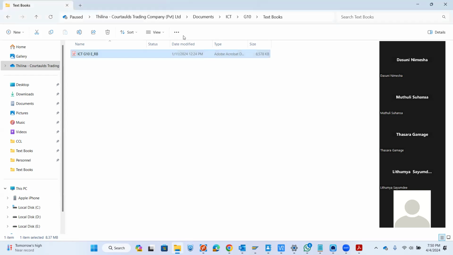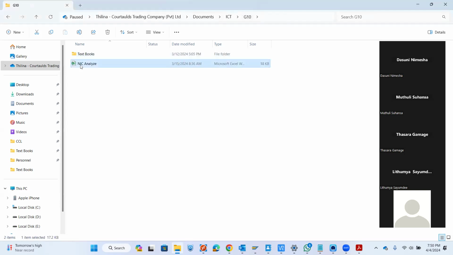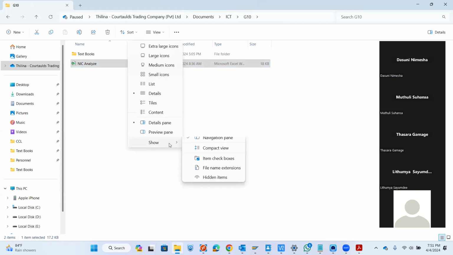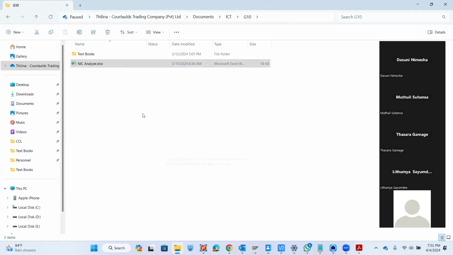If you take any file, let me show you another file. See, NIC analyze, which we discussed last week or before. So this is an Excel file. By looking at the green color icon, I can say it's an Excel file, but the extension is hidden. Let us unhide the extension. Now here, see, .xlsx, right?